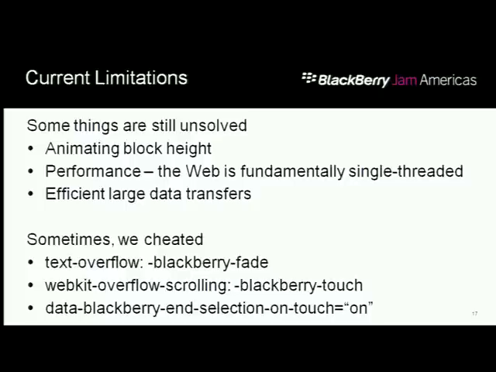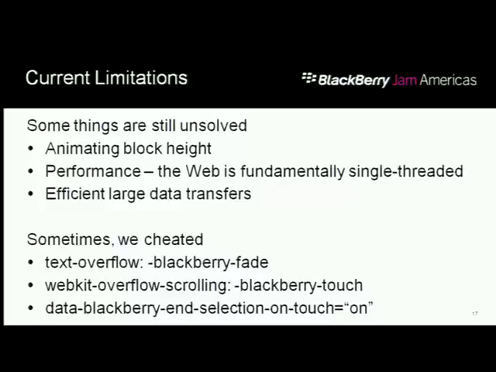The normal text overflow on the web supports only none, which just clips text if it runs outside of a container, or ellipsis, which turns it into the ellipsis symbol at the end of the container. The BlackBerry 10 style is that we have this opacity gradient fade, and we could have implemented that using a CSS mask, but that's relatively expensive to calculate, so we just made a new native type, text overflow BlackBerry fade, that gives you that opacity gradient fade, and made that a text overflow option.